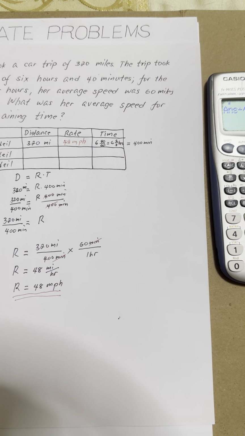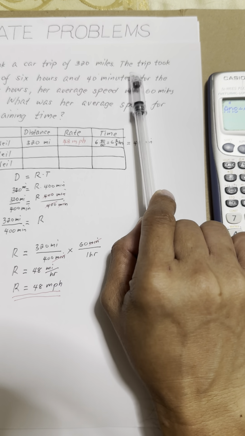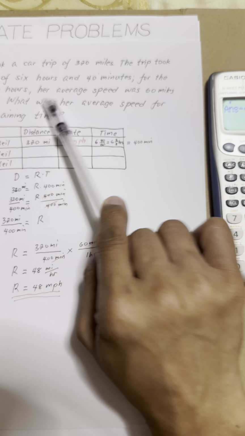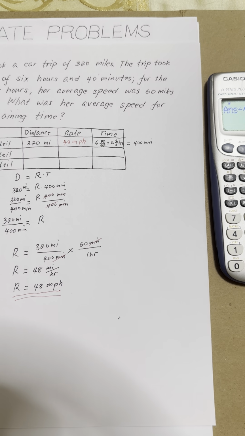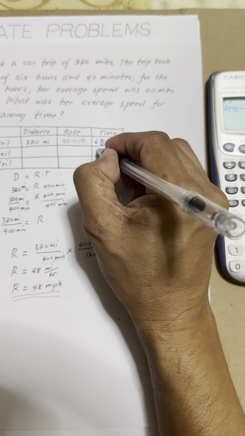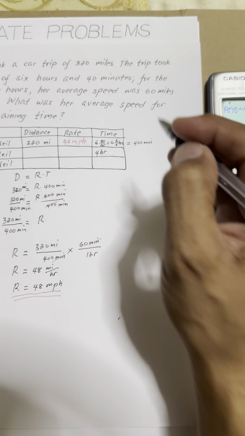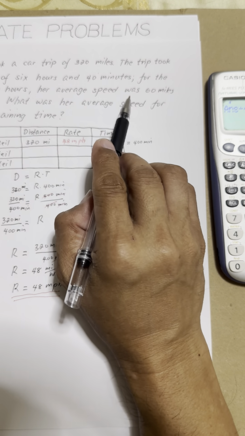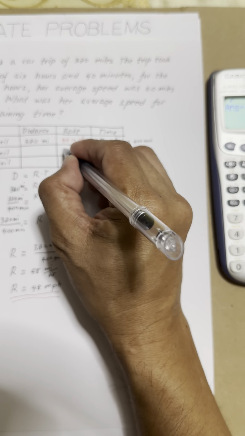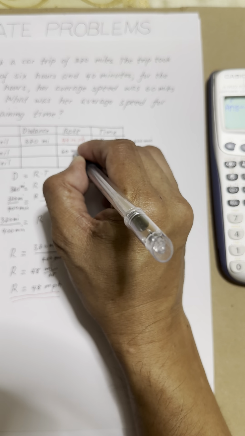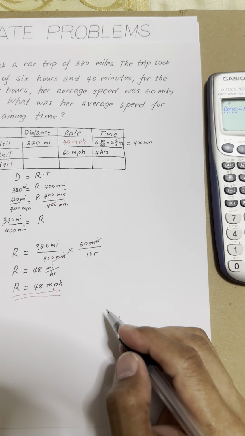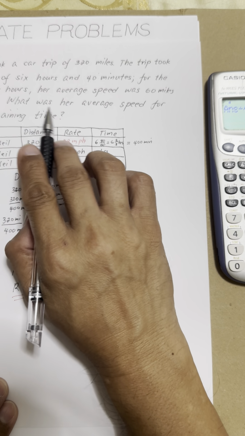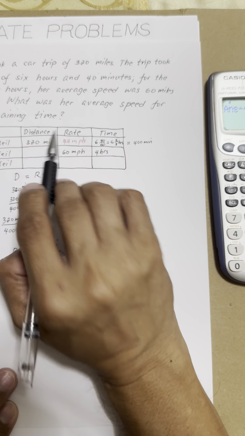Okay, so next we have, the trip took a total of 6 hours and 40 minutes. For the first 4 hours, so we can put here 4 hours for the time. For the first 4 hours, her average speed was 60 miles per hour. So the average speed is 60 miles per hour. So the question is, what was her average speed for the remaining time?